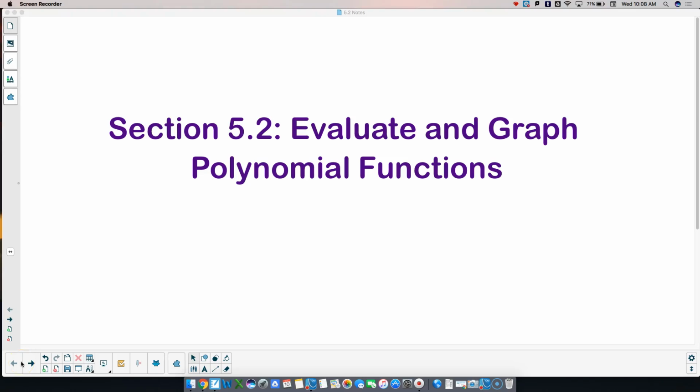So today we are going to evaluate and graph polynomial functions. Now, the evaluating part we've already done. We've already evaluated functions at certain things. We're going to tweak how we evaluate them today. We're going to look more along the lines of end behavior than we are at a specific value. And then we're going to graph.